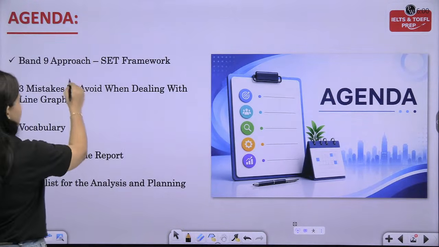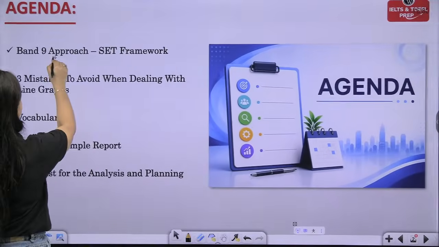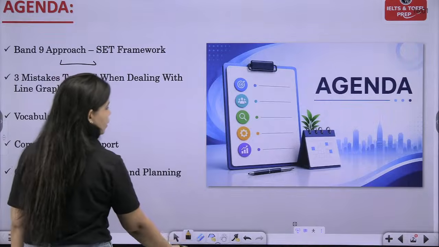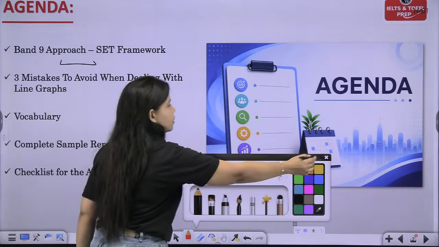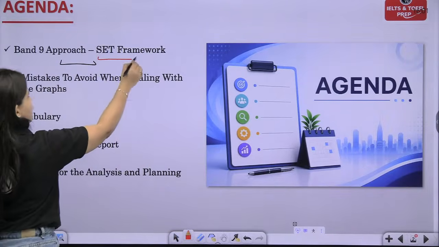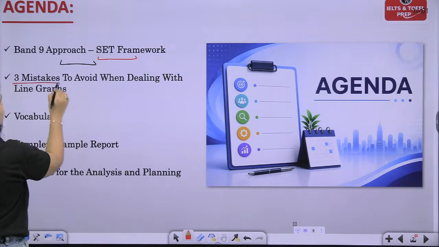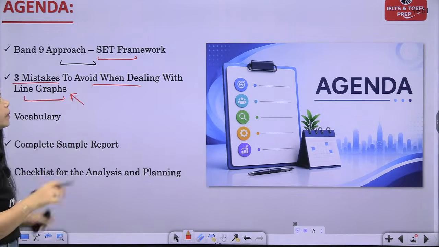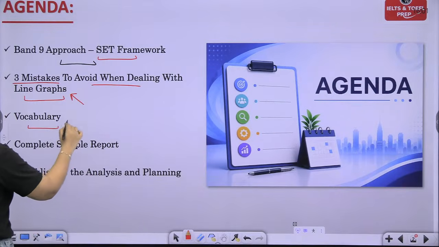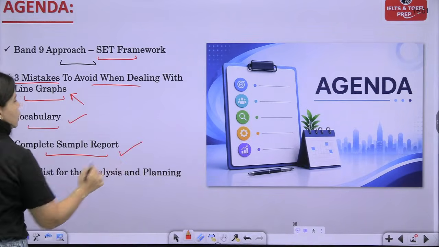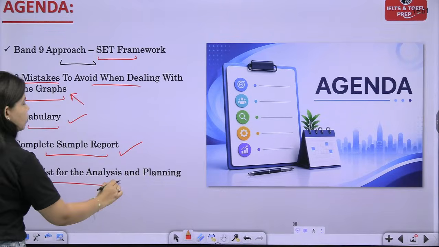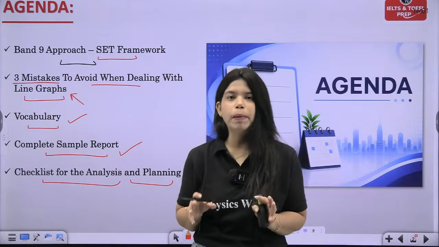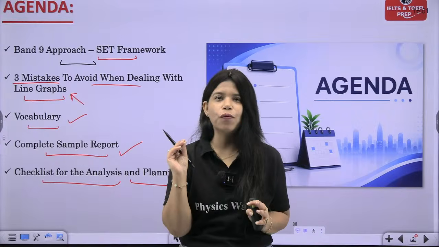We are going to understand the band 9 approach, which is the set framework, specifically used for line graphs. We are going to understand 3 mistakes to avoid, especially when you are dealing with line graphs. What are the 3 mistakes that you must avoid? We'll, of course, practice vocabulary. I'll show you a complete sample report written by me, and I'm also going to give you a checklist using which you can analyze and plan your line graphs just in the first 2 to 3 minutes.